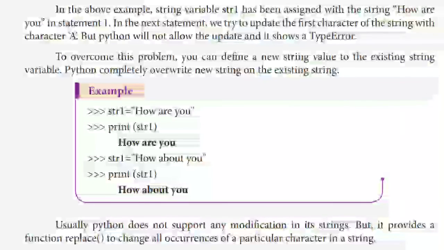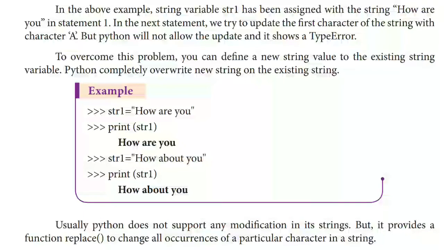So in the next example, you can try to overwrite it by completely erasing the existing value. So str1 is equal to how are you, and they are printing str1 and it prints how are you. The next statement, str1 is equal to how about you. So how about you is written again in str1, and again you are trying to print str1. So now it changes the value to how about you.